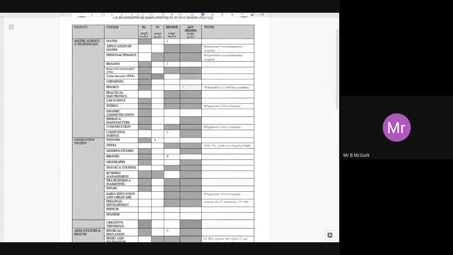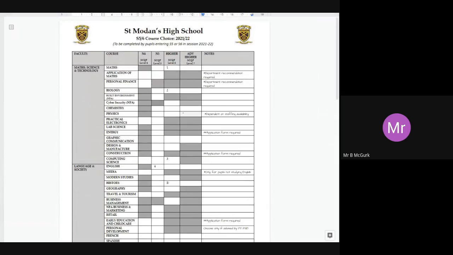And that pretty much takes us through our options form and how you complete your options form. We would recommend that you complete this working with parents prior to your options interview so that you've got a good idea of what you would like to take prior to that interview, but also to show that you have looked at the entry requirements, your recommendations, and considered your career path in general.